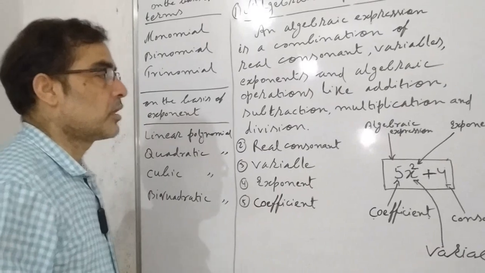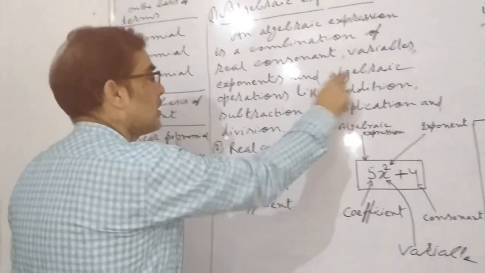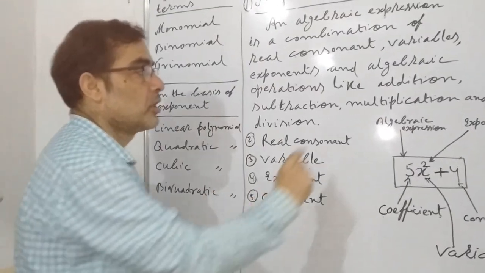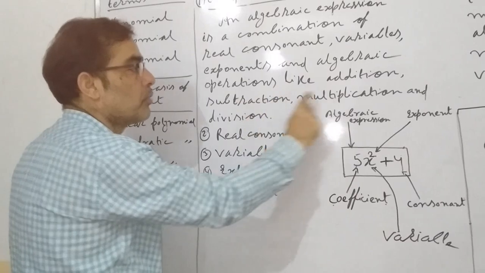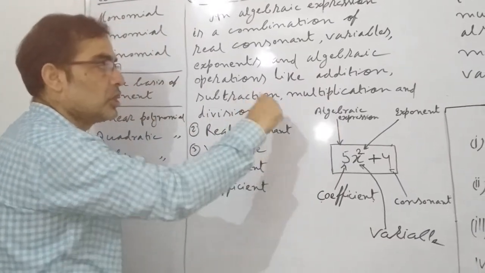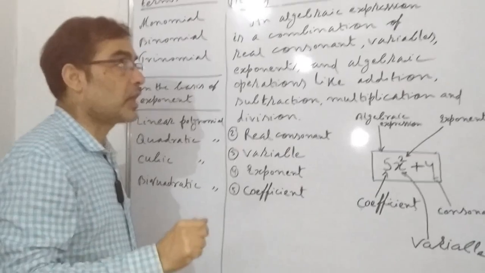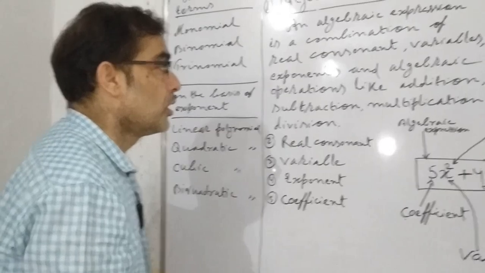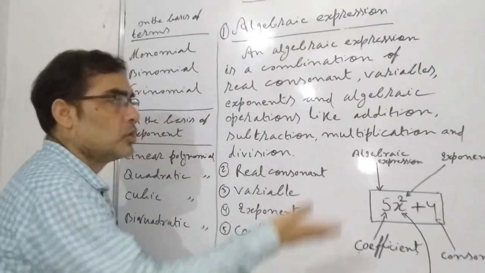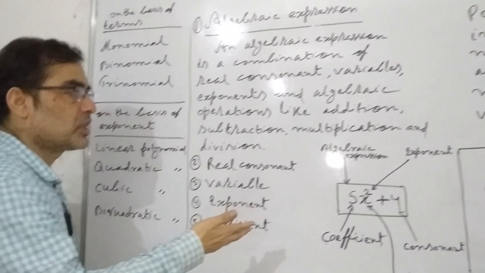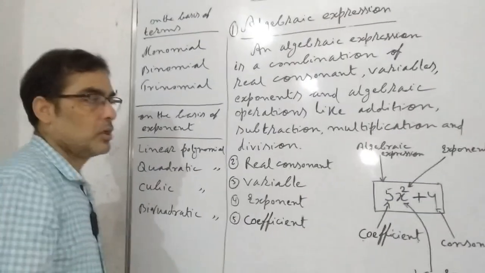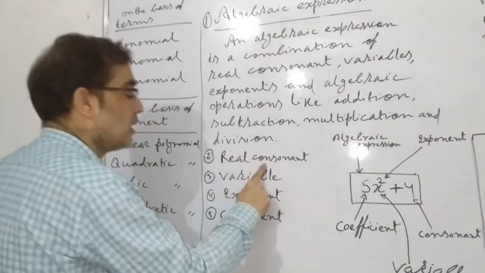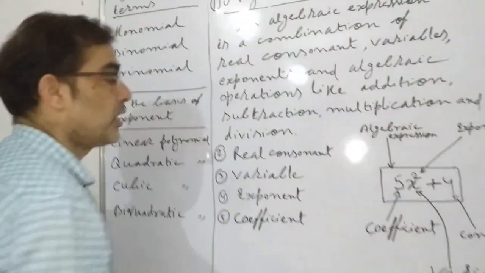First, I shall make you understand what algebraic operations are. Algebraic operations are of four types: addition, subtraction, multiplication, and division. These are called algebraic operations, which are used in algebraic expressions and also in polynomials. I think you know about addition, subtraction, multiplication, and division. So I shall make clear the concept of real constant first.